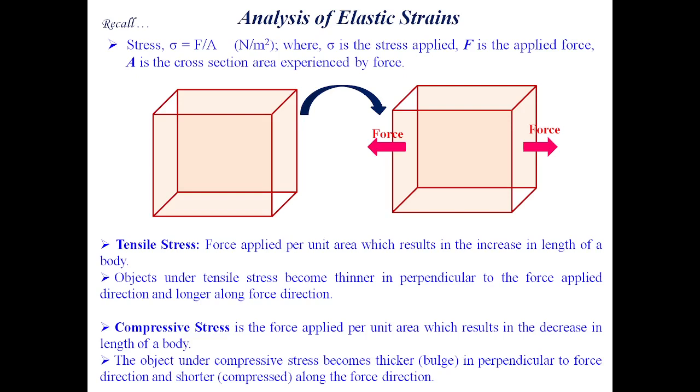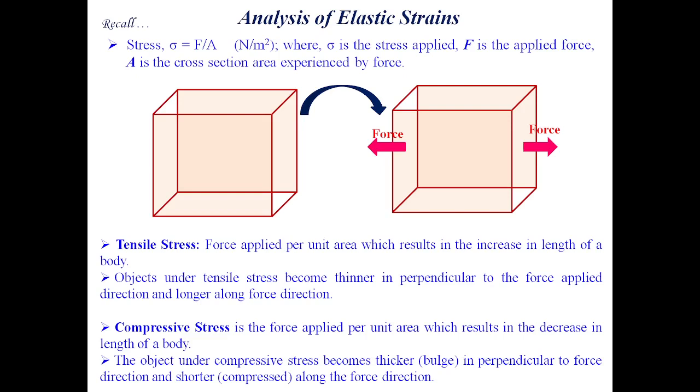Tensile stress. Actually, stress is of two types. Those are tensile stress and compressive stress. Tensile stress is the force applied per unit area which results in an increase in length of a body. Objects under tensile stress become thinner perpendicular to the applied force direction and longer along the force direction.